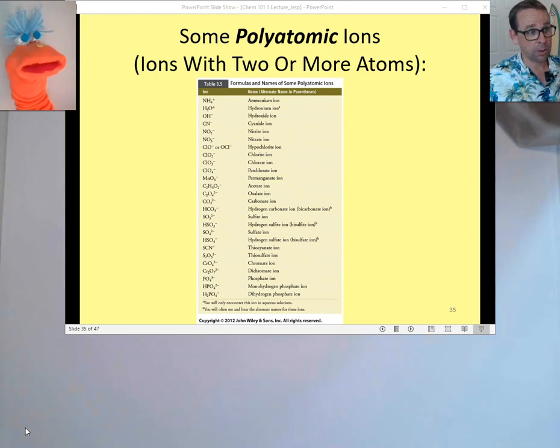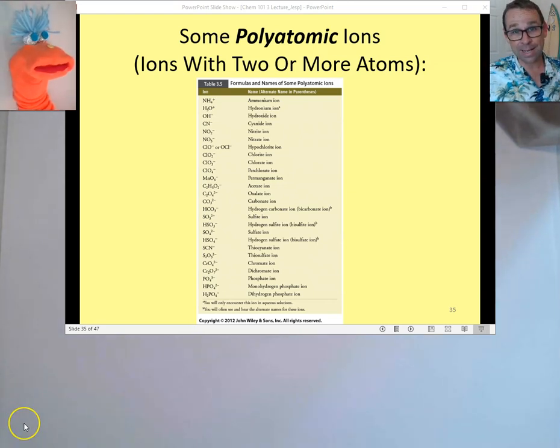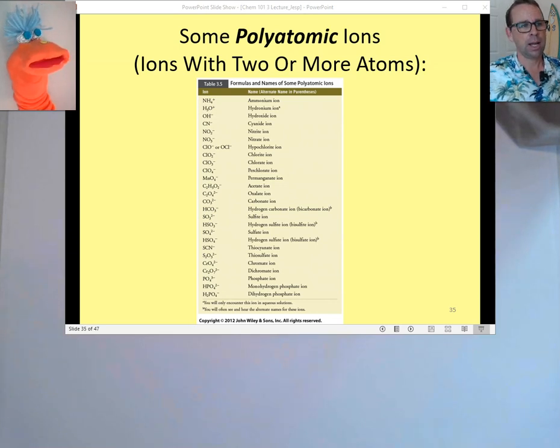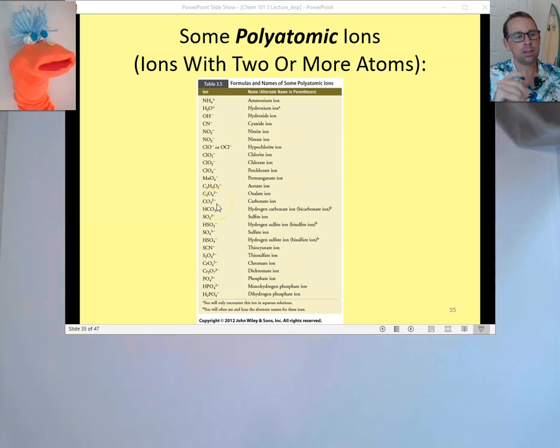All right. Well, Fred, we're learning how to name and form ionic compounds. And now we have to introduce what we call our polyatomic ions. This is some, not all, of the polyatomic ions. And this is a good representation of many of them that we'll be using.